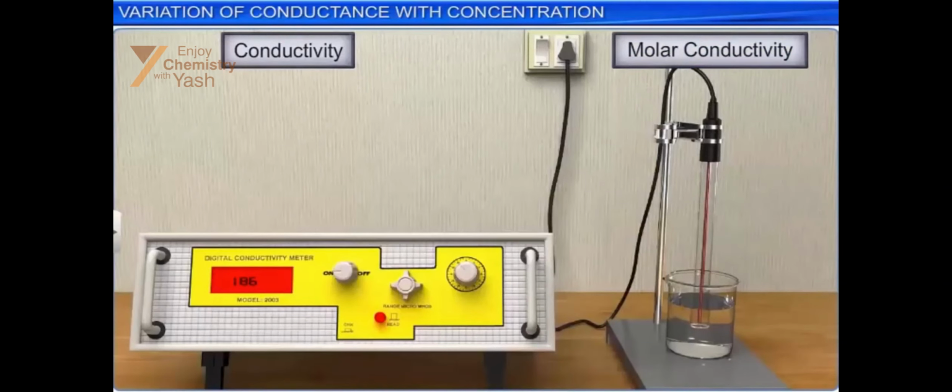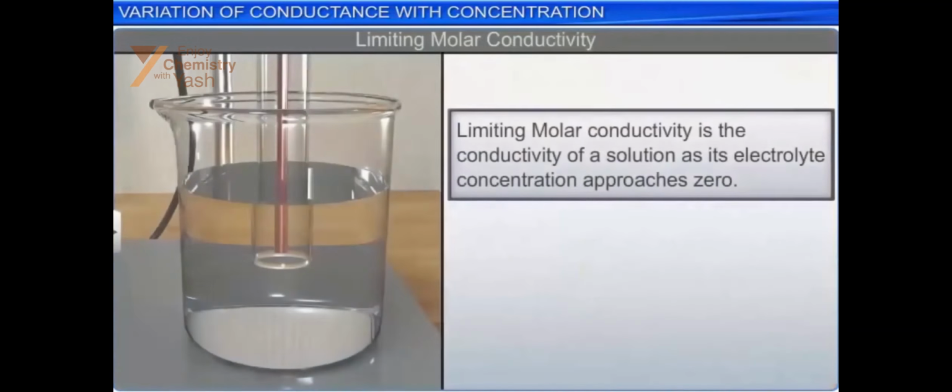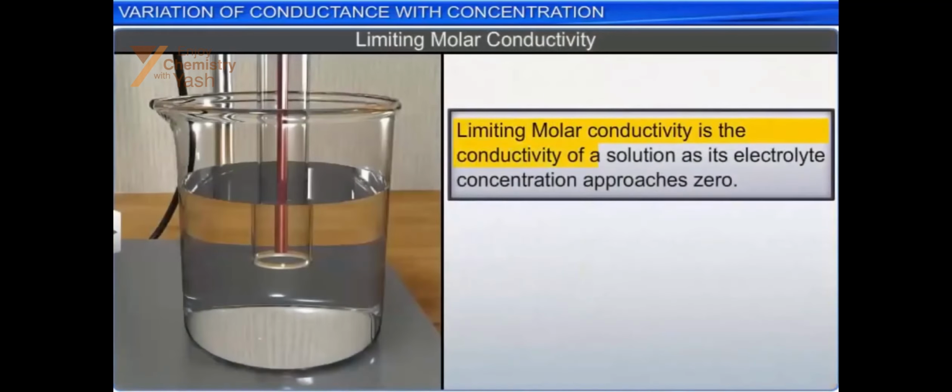Before we discuss the concentration dependence of molar conductivity, we must first understand the idea of limiting molar conductivity. This is the conductivity of a solution as its electrolyte concentration approaches zero. Limiting molar conductivity is given the symbol lambda m naught.